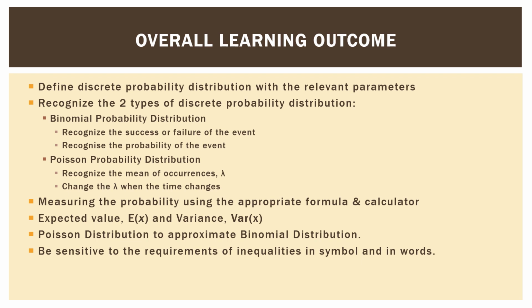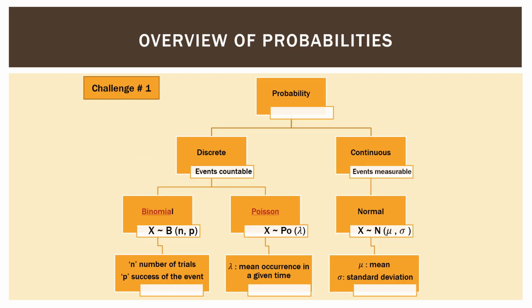Okay, so let's look at your learning outcomes here. So basically your learning outcome, I'm just going to cover binomial today. So you've got to define what is discrete, define discrete probability with relevant parameters. Relevant parameters means what distribution is it? Is it binomial? And if binomial, there are certain parameters that we will go through later. Okay, then you must be able to recognize which is binomial, which is Poisson, which I will go through with you in a bit.